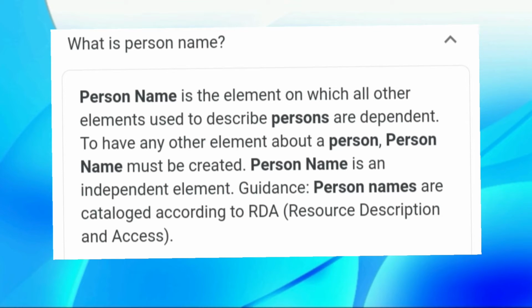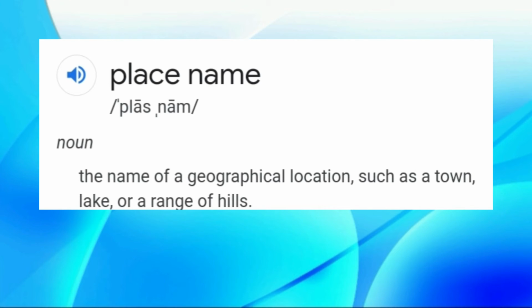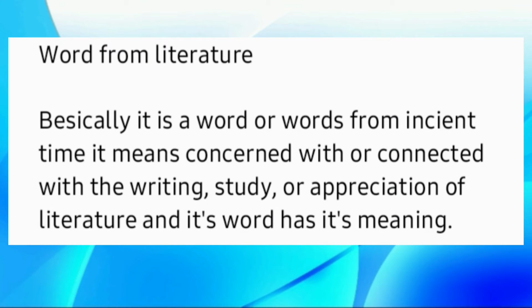Next, person name is the element on which all elements used to describe a person depend. So basically, it is a name of a person. So next we have place name. The name of a place or geographical location such as a town, lake, or hills. Next, we have words from literature. So basically, it is a word or words from ancient times. It means concerned with or connected with the writing, study or appreciation of literature, and its word has its meaning.